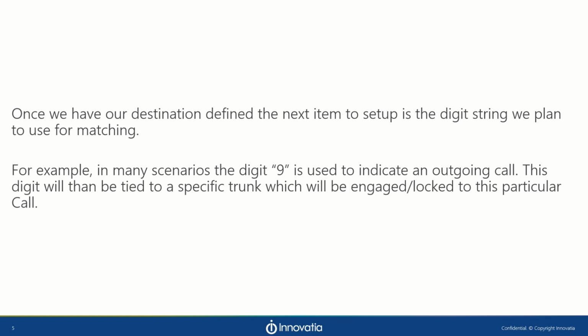So the ARS routes that we have to create or set up need to account for the fact that 9 is going to be dialed as part of this string. So what does this look like in practice?